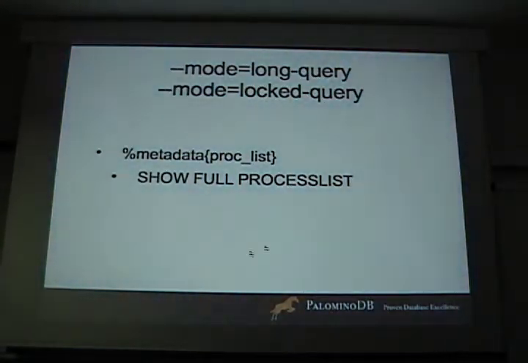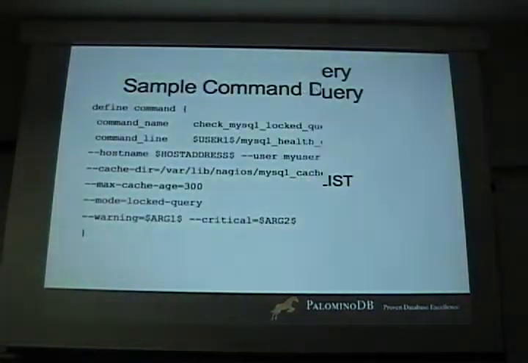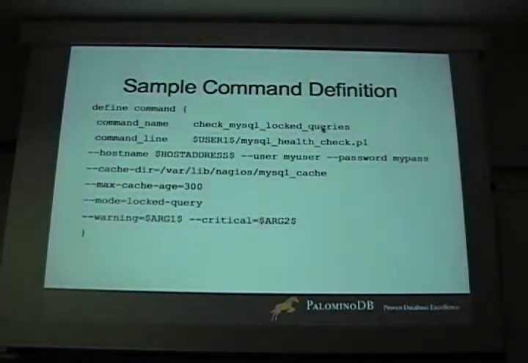And what this does is, instead of metadata var status, that was the one for the status variables and system variables, this is a different hash in the metadata hash. There's another hash called proc list, and it's the answer of show full process list. So it caches that too. Great. So here's a sample command definition for locked queries. So command name, again, we have this, username, cache dir, mode equals locked query, and then look, we have warning equals argument one and critical equals argument two.